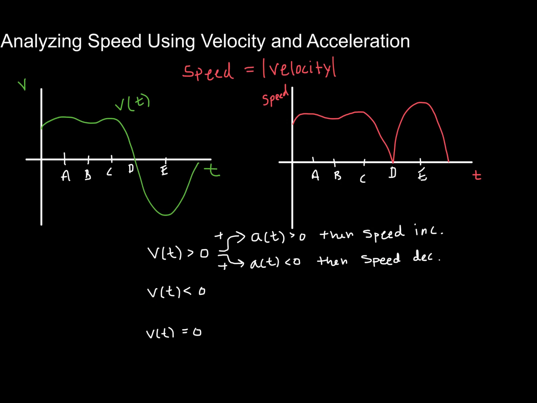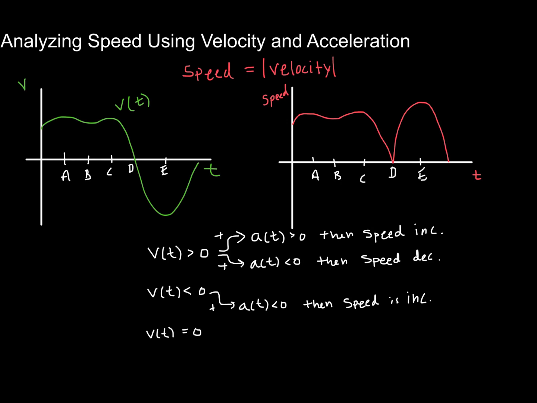All right, let's consider the case where the velocity is negative, and that of course means that our particle or your object is traveling to the left. Now, if you're traveling to the left, what would make your particle travel to the left faster? Well, your velocity is already negative, so if the acceleration is negative, that would mean that your velocity is getting more negative, which means you'd be traveling to the left faster. So in this case, if acceleration is less than 0, the speed is increasing.